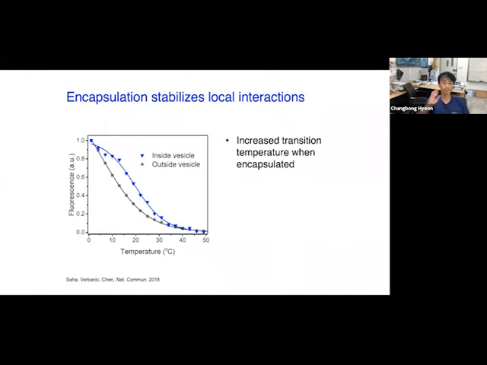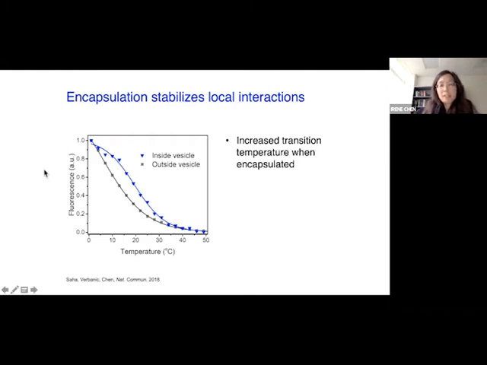Okay, so we were thinking that encapsulation stabilizes local interactions. I think there's the study I just told you about with the hairpin ribozyme, where we looked at it specifically. Here it's a little bit indirect, but we look at the melting temperature, the fluorescence of the aptamer dye complex as the temperature increases. And if it's encapsulated, then we see that this transition temperature is shifted to the right, or it occurs at a higher temperature, meaning that at least the binding has been stabilized.